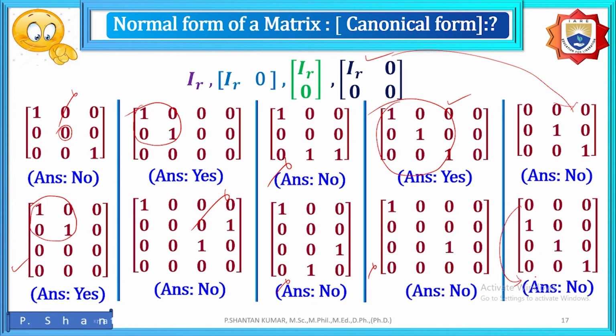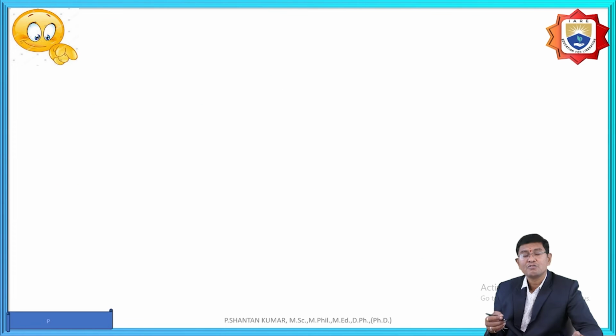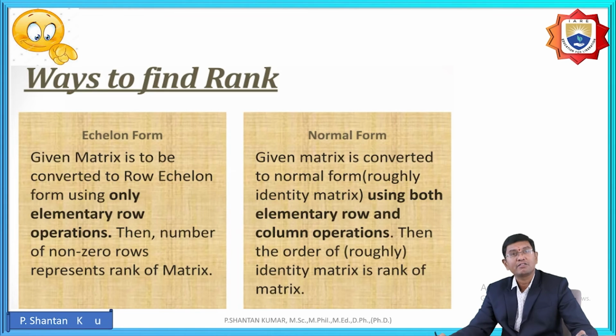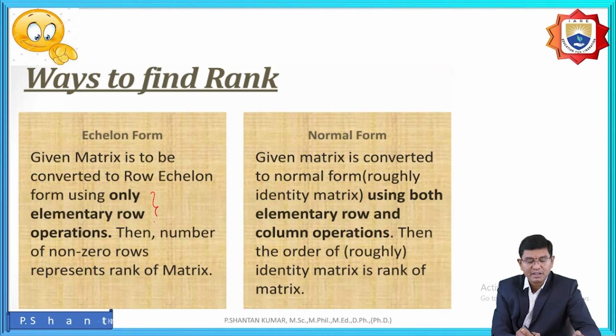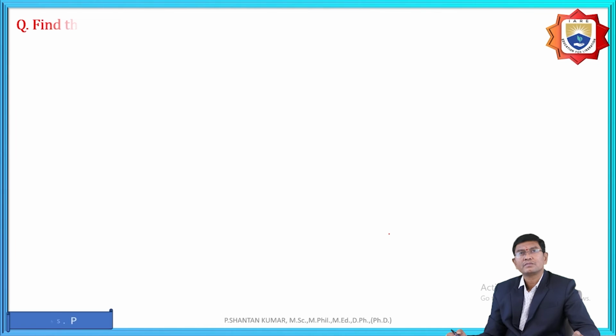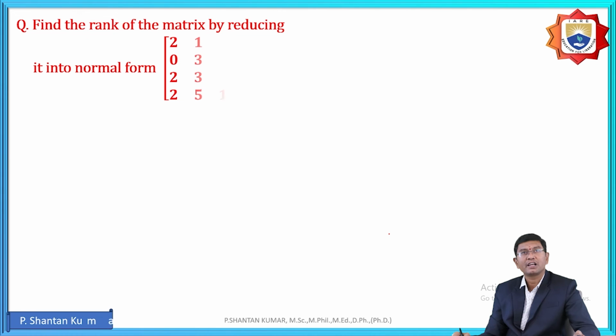Based upon these examples, we need to discuss the problem based upon the normal form or canonical form of a matrix. For example, ways to find the rank of a matrix: under the echelon form, only row operations should be applied, and under the normal form, remember that we use both row and column operations. For example, find the rank of a matrix by reducing it to the canonical form or normal form. Here this is the matrix.